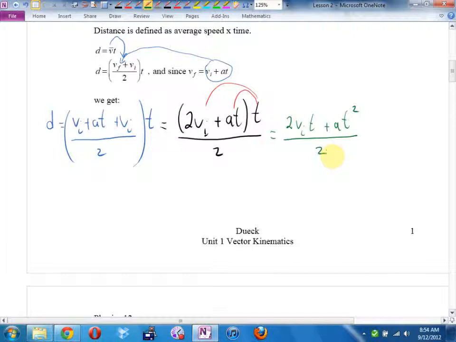Sam, what's in the denominator? What's in the bottom of this fraction? 2. Hey, let's divide this first one by 2, second one by 2. In fact, let's split it up. I'm going to write it like this: D equals 2 VIT over 2 plus AT squared over 2. Because if I'm dividing a fraction by 2, that's the same as dividing everything in the upper numerator by 2.